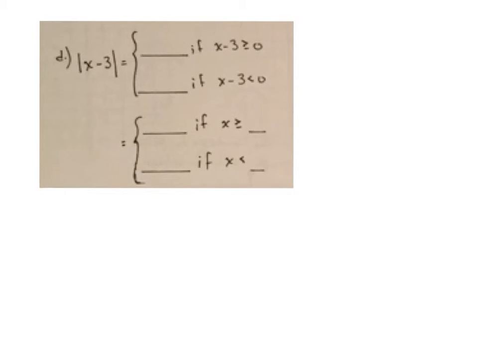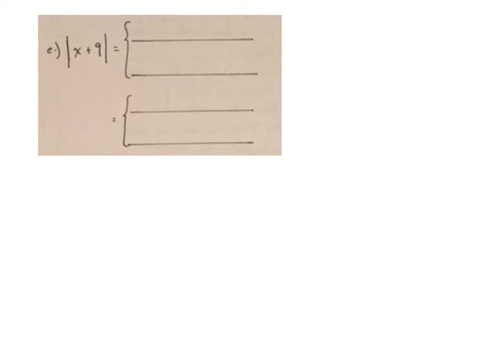For part D, the absolute value of x minus 3, that's going to be x minus 3, or the opposite of x minus 3, if x minus 3 is positive or negative. Now simplify every part that you can. x minus 3 is already simplified, and negative x minus 3, we could distribute the negative inside to be negative x plus 3. But now, on the right side over here, we have to add 3 to both sides. So instead of x minus 3 being greater than 0, x will be greater than or equal to positive 3. Instead of x minus 3 being less than 0, x will be less than 3.